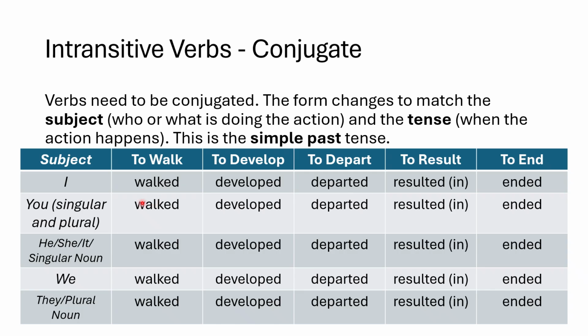I walked. You walked. He walked. She walked. It walked. We walked. They walked. I developed. You developed. He developed. She developed. It developed. We developed. They developed. For departed, resulted, and ended, the ed suffix makes an ed sound.